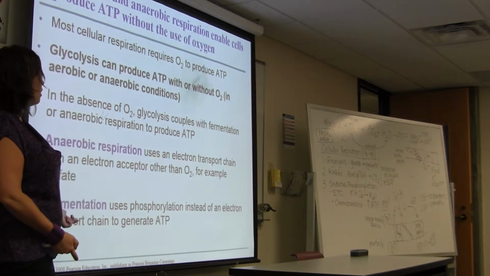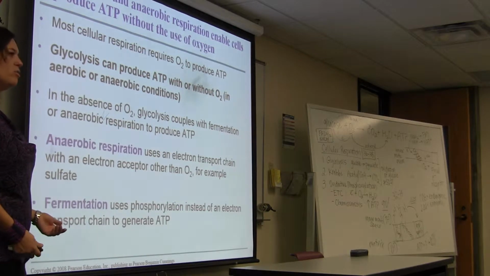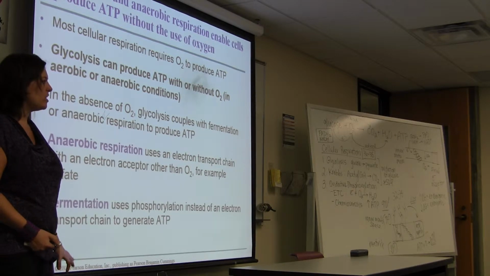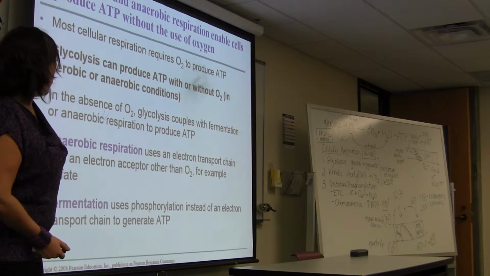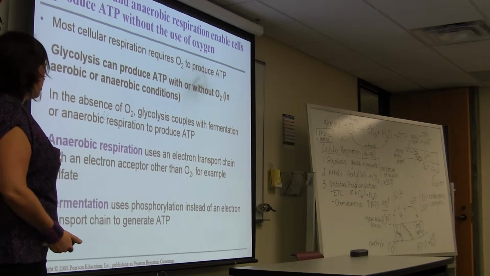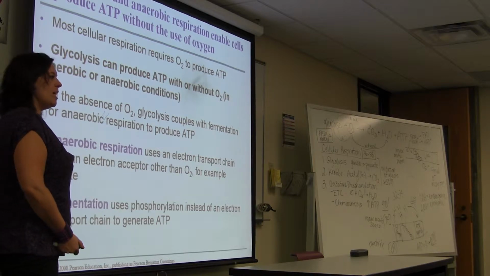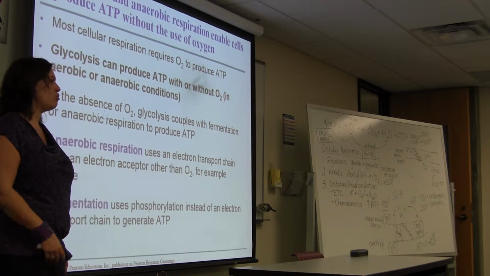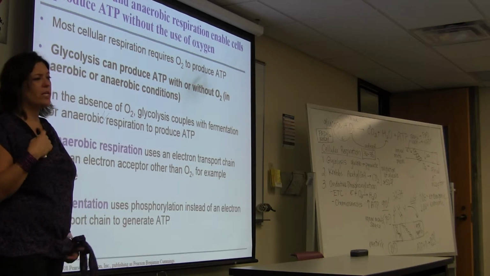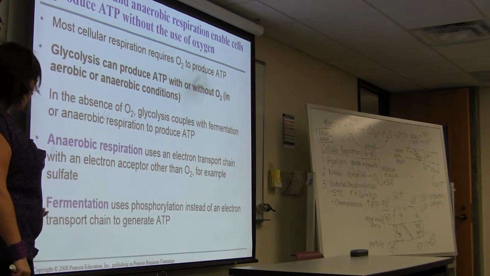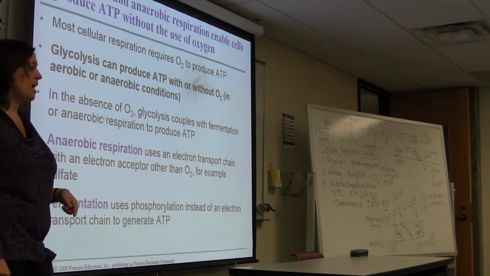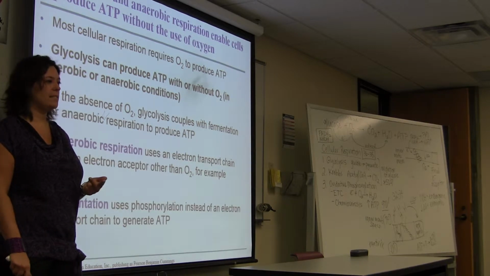And then there's an alternative method that is used by some organisms. It's called fermentation. This fermentation process is going to use substrate level phosphorylation in order to generate energy. So in fermentation, there's no Krebs cycle, there's no electron transport chain, there's no chemiosmosis. In fermentation, you're starting with pyruvate, and you're ending up with either alcohol or lactic acid.